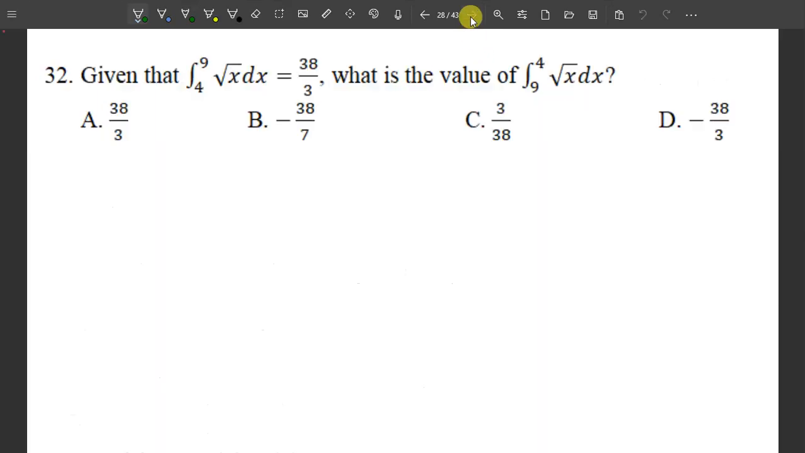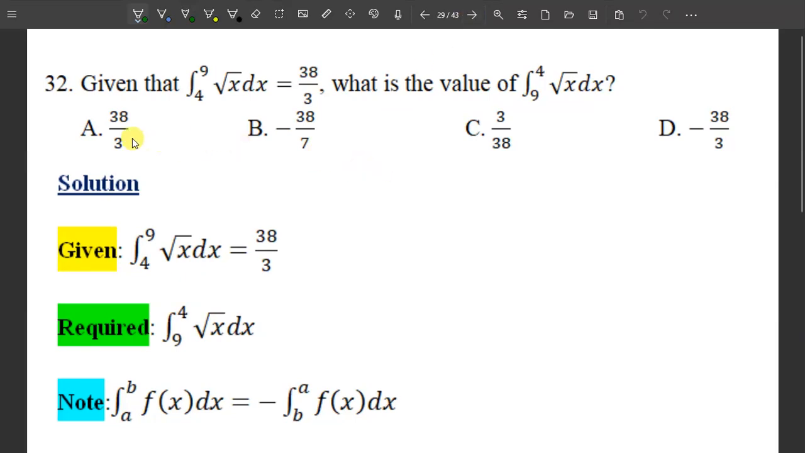Now let us turn to the next question. This is question number 32. Given that the integral from 4 up to 9 of the square root of x dx is equal to 38 over 3, what is the value of the integral from 9 up to 4 of the square root of x dx?